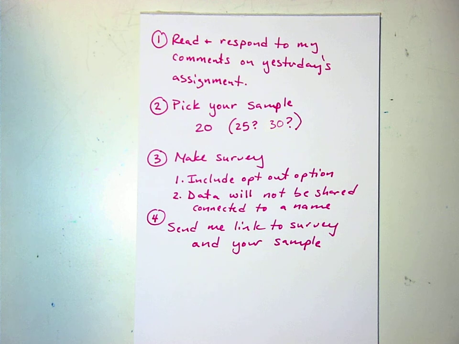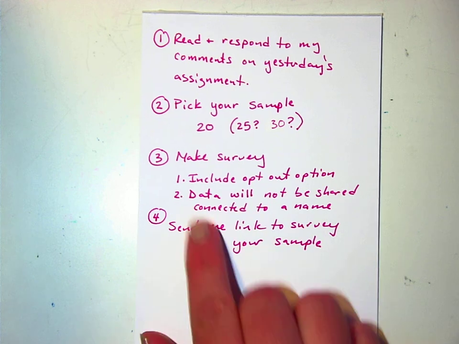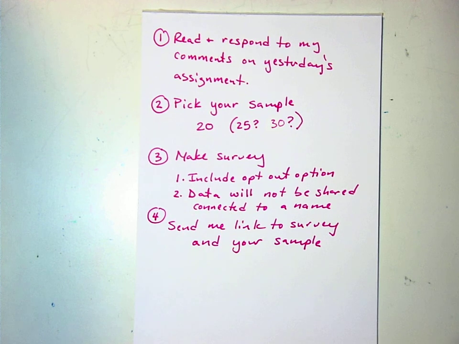Your answer will not be connected to your name. That's important. So say that your answer will not be connected to your name, and then they should say yes or no. And if they say no, then they're out of the survey, and they're not interested. But if they say yes, then you can ask your question. Make sure you ask your question in an unbiased way, so that you're not affecting how they answer. And then send me the link to your survey and your sample.